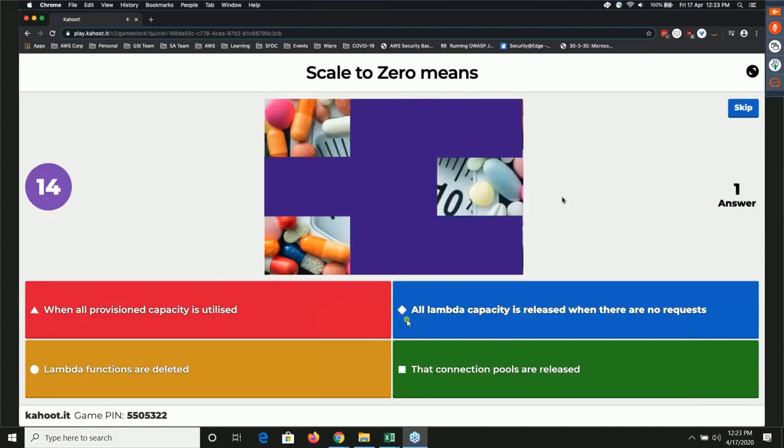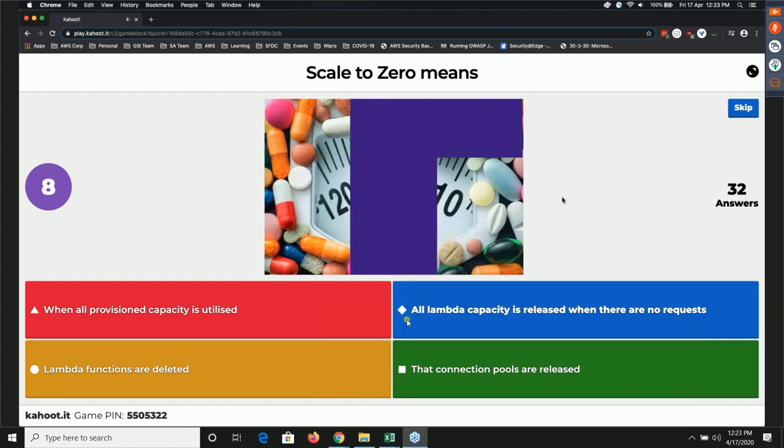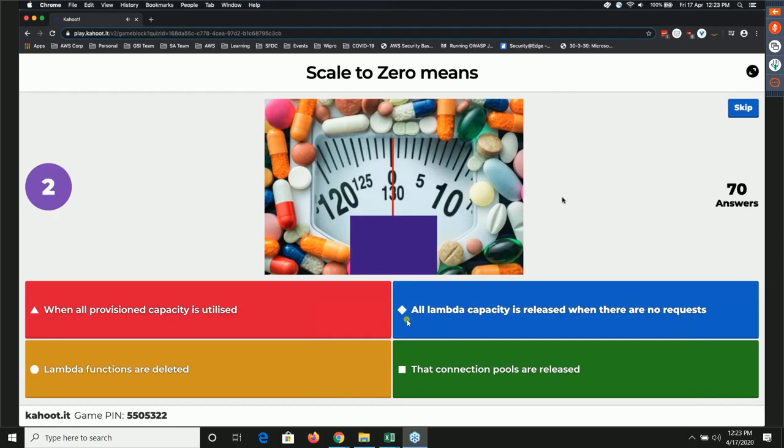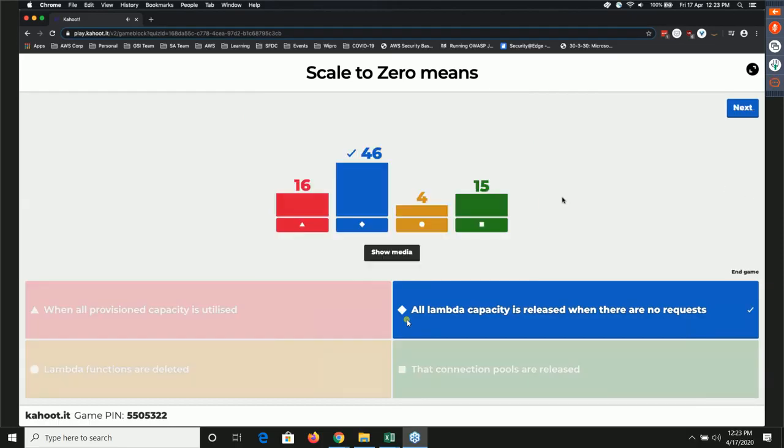What does scale to 0 mean? Does it mean that I've lost all weight? That would be nice. But unfortunately, no. Okay, let's see how we answer that.